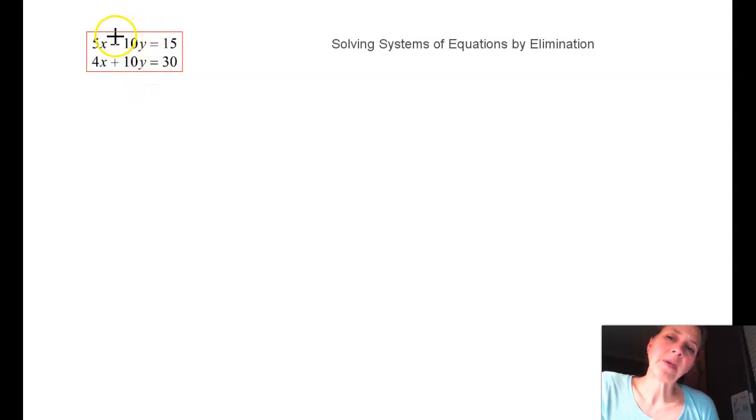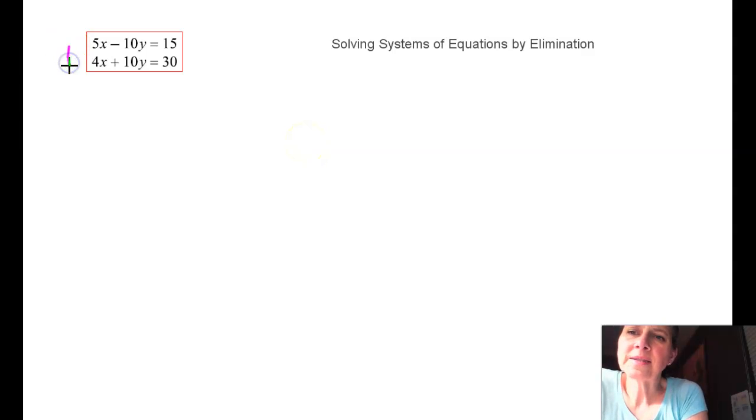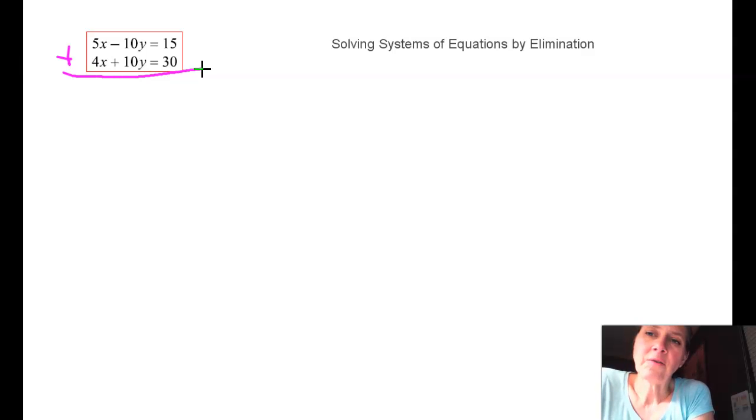And they both have this middle one that's very interesting because one has a negative 10y and one has a positive 10y. And that actually makes it really easy for us, because all we need to do is essentially add these two equations together. So if I put a plus sign here and add vertically, I'm going to have 5x plus 4x, so that's 9x. And then negative 10y plus 10y cancels out.